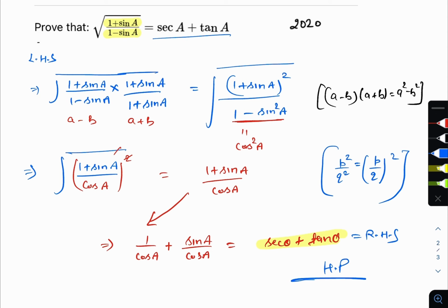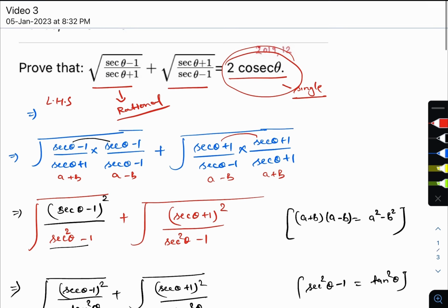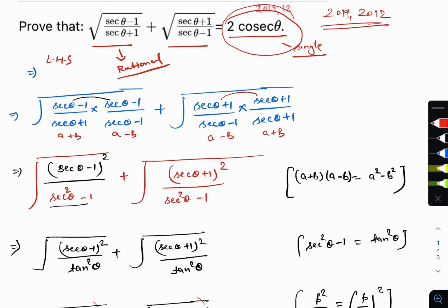These are a few questions which were part of previous year CBSE question papers, class 10. This question was asked last year in 2020, and this question was asked in 2019 and 2012. So the questions are very easy. If we start studying in a proper way, definitely we will get the answer.